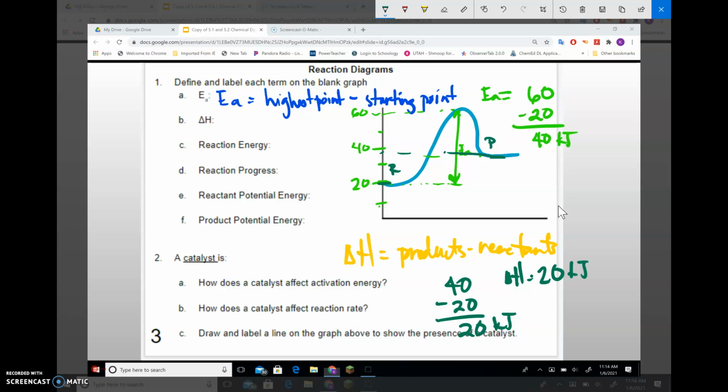This is nice because remember, if your delta H is positive, it means that you have an endothermic reaction. If your delta H is negative, it means you have an exothermic reaction. Another way you can tell this is endothermic is because you have an increase. You can tell where this arrow is going, it's going up, which means you're absorbing heat.